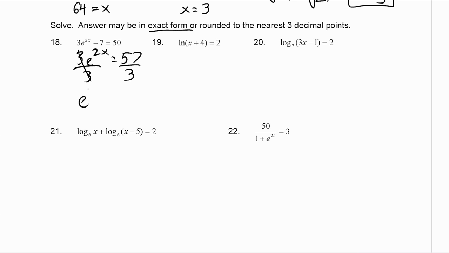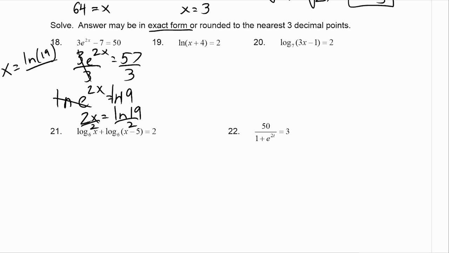3's cancel out. I'm left with e to the 2x is equal to 19. After this point, I want to try and get rid of the e, and I want to bring down the 2x. So to do that, I make both sides ln. So the e and the ln cancel out, so it breaks down to 2x, and then the right hand side is ln of 19. After that, divide both sides by 2, and so my value for x is going to be equal to ln of 19, and then all over 2.